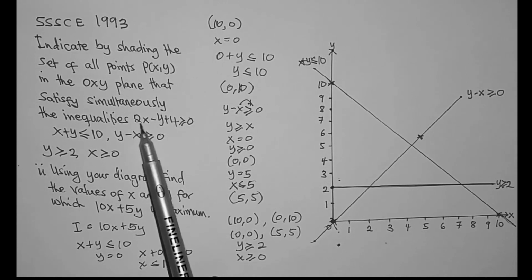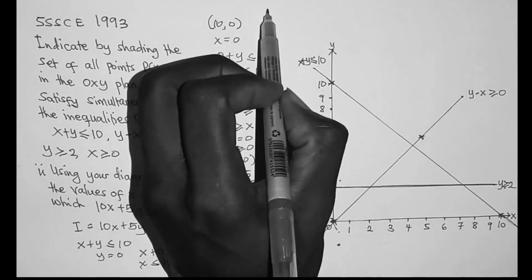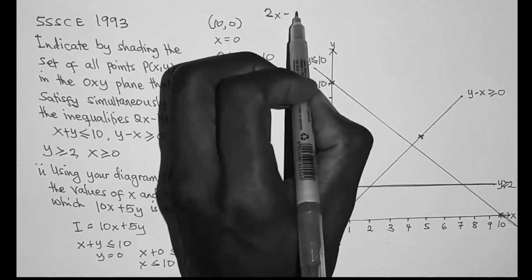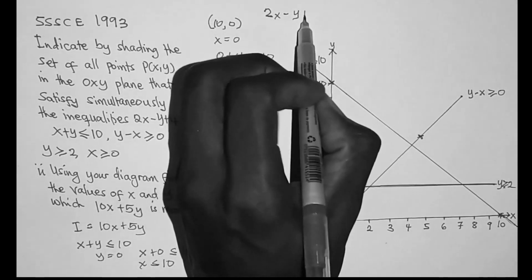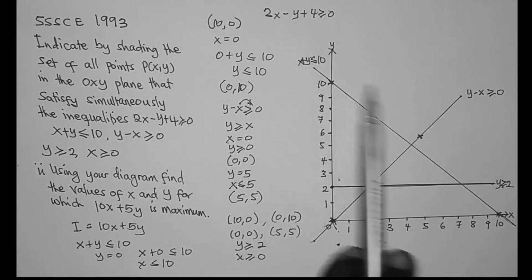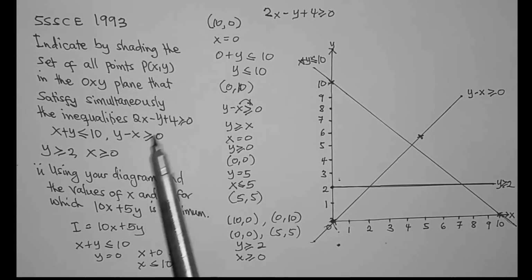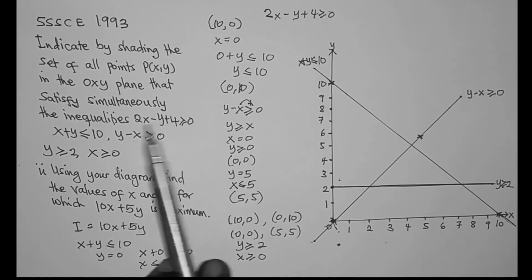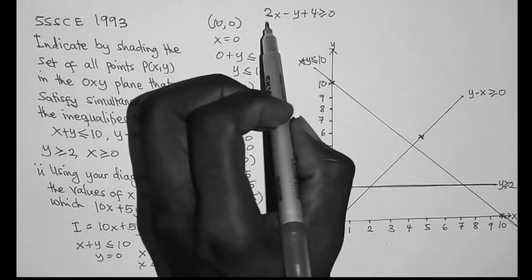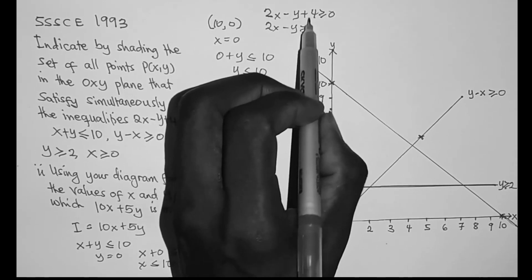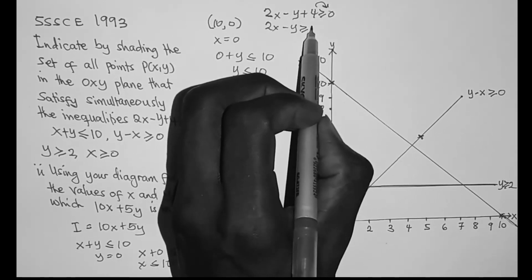But there is an important constraint that we forgot about, and that is 2x minus y plus 4 is greater than or equal to 0. There's a mistake, we forgot about this constraint. Let's go ahead and find the x and y intercepts for this constraint. Let's write the inequality well. It becomes 2x minus y is greater than or equal to, taking 4 to this side, minus 4.